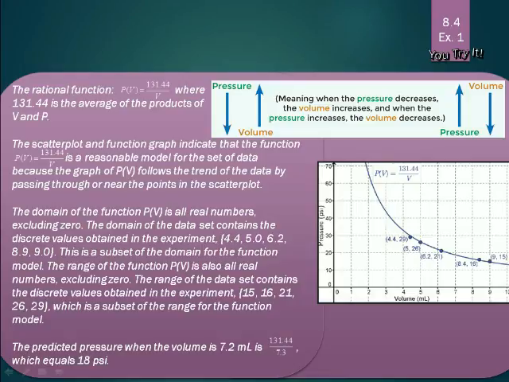The domain of the function P of V is all real numbers, excluding 0. The domain of the dataset contains the discrete values obtained in the experiment: 4 and 4/10, 5, 6 and 2/10, 8 and 9/10, 9. This is a subset of the domain for the function model. The range of the function P of V is also all real numbers, excluding 0. The range of the dataset contains the discrete values obtained in the experiment: 15, 16, 21, 26, 29, which is a subset of the range for the function model. The predicted pressure when the volume is 7 and 3/10 milliliters is 131 and 44 hundredths divided by 7 and 3/10, which equals 18 psi.